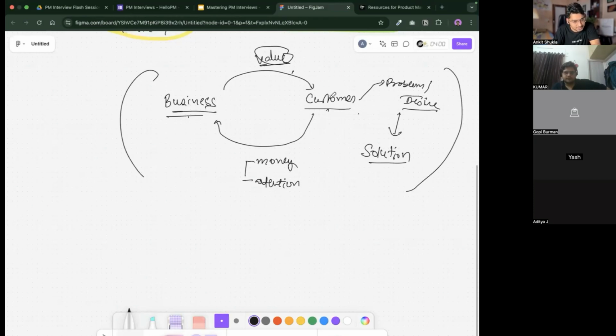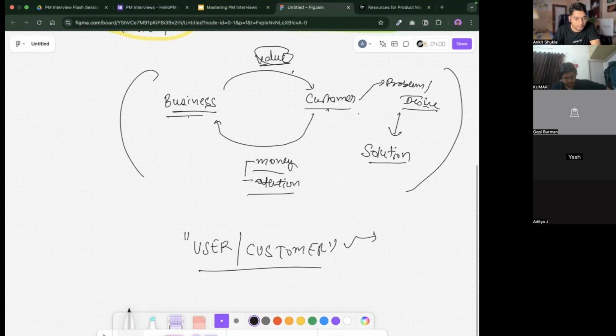This is the fundamental law for any business to operate. You give value to the customers by understanding their problems and desires, and then they are going to reciprocate it with money and attention. This equation means that the most important stakeholder in any business is the user or the customer, right? And the user and the customer is also the most important stakeholder for the product manager. Product managers are also called the voice of the customers.